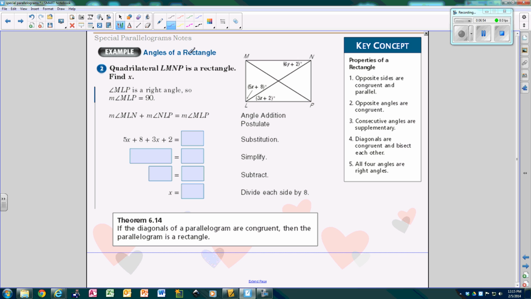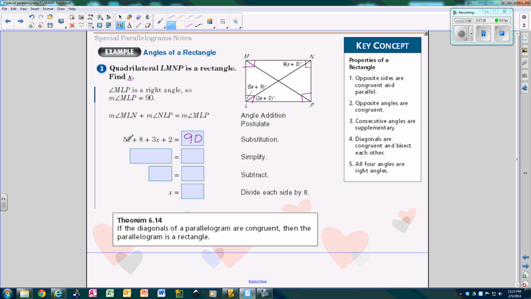All right, so we're still talking about a rectangle. And remember, a rectangle has equal diagonals, equal opposite sides, and all these angles are 90. Don't forget, all these angles are 90. So that means that if I were going to find x, then I know these two angles add up to equal 90. So that means 5x plus 8 plus 3x plus 2 equals 90.